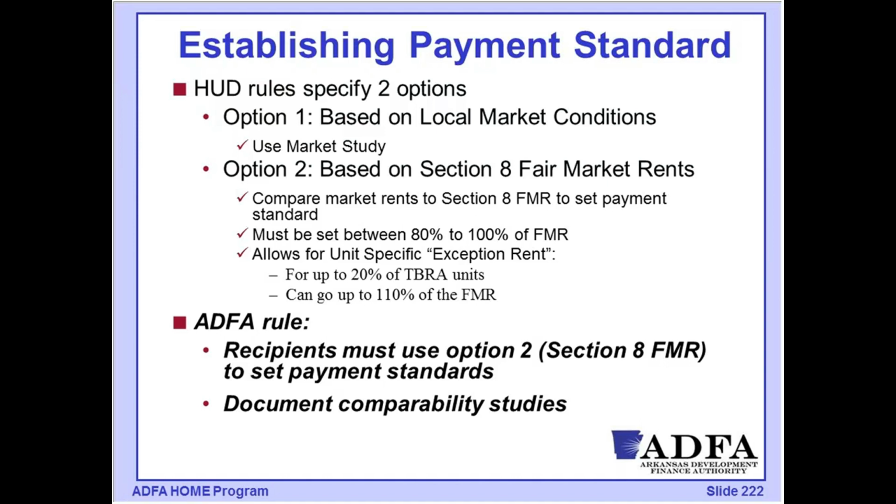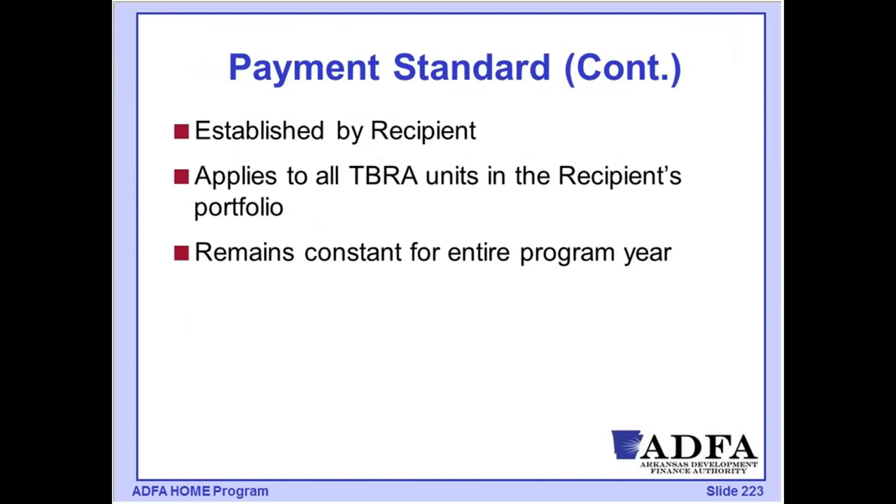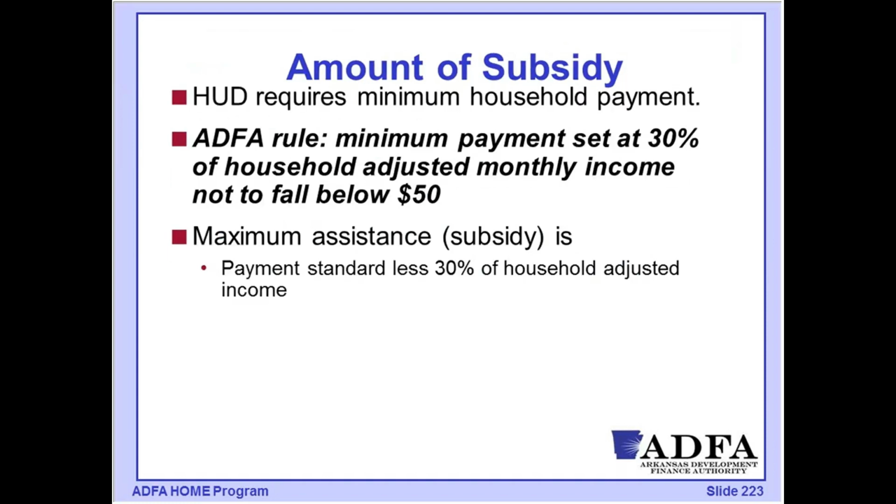So each recipient running a tenant-based rental assistance program will have to document their comparability study, looking at market rates versus Section 8, and essentially have a basis to show how they set their payment standards in place. That payment standard is going to be established by that recipient, the entity that's running the TBRA program. It's going to be in place for all of the tenant-based rental assistance provided through that portfolio, and it remains constant for the entire year. So it could be updated, reevaluated on an annual basis.